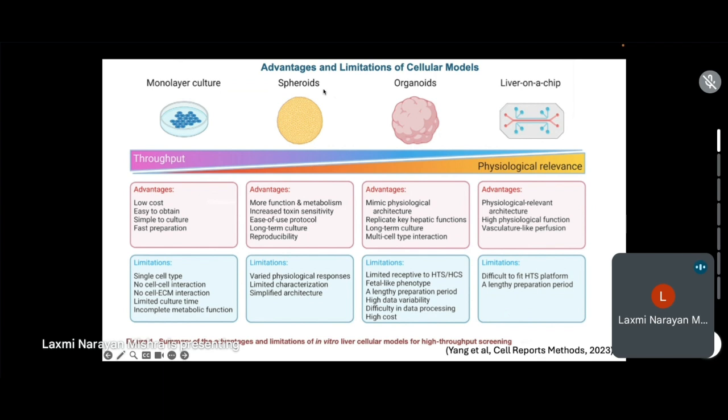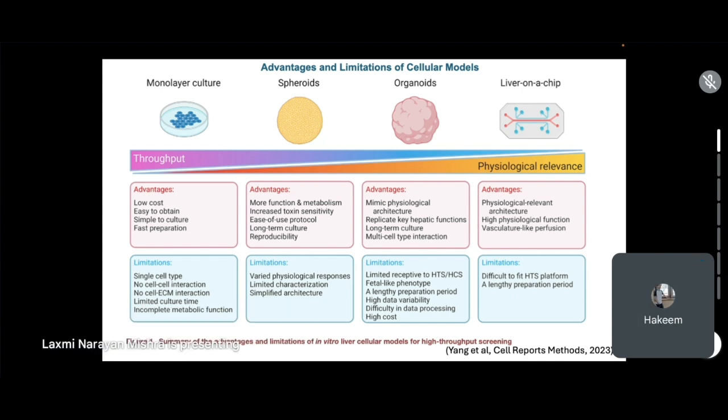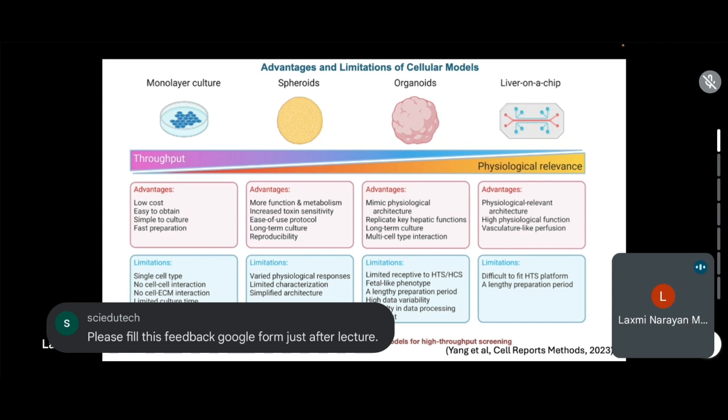These are the advantages and limitations of the cellular models which I have discussed. Monolayer culture, most of it 2D, also called 2D culture, which most of the labs were using before. They have high throughput, meaning you can do lots of screening using automation. And then we have spheroid cells, which do not have stemness, not a stem cell property. Organoids are three-dimensional cells, again like spheroids, but they have a stem cell property.